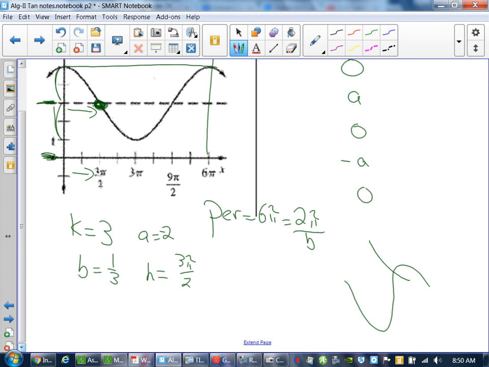And for all intents and purposes, the idea is, can I get you, from looking at a graph, to see what the phase shift is and what happened to it from the parent function to the shift? And if you can do that, that's great. All right, that's a good question.